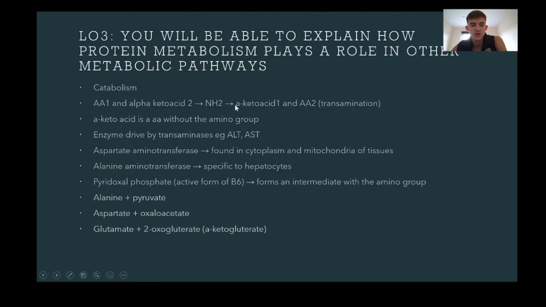Also, for this reaction to occur, we need to have B6, and the active form basically helps to move this amino group, and it becomes an intermediate, the active B6, and then it allows the amino group to move to the other amino acid. So it basically helps them along. And each one of these reactions between amino acids, they have partners, which are important to know. So we've got alanine and pyruvate, aspartate and oxaloacetate, and glutamate with 2-oxoglutarate or alpha ketoglutarate, the same thing here. So yeah, these amino acids have keto acid partners.